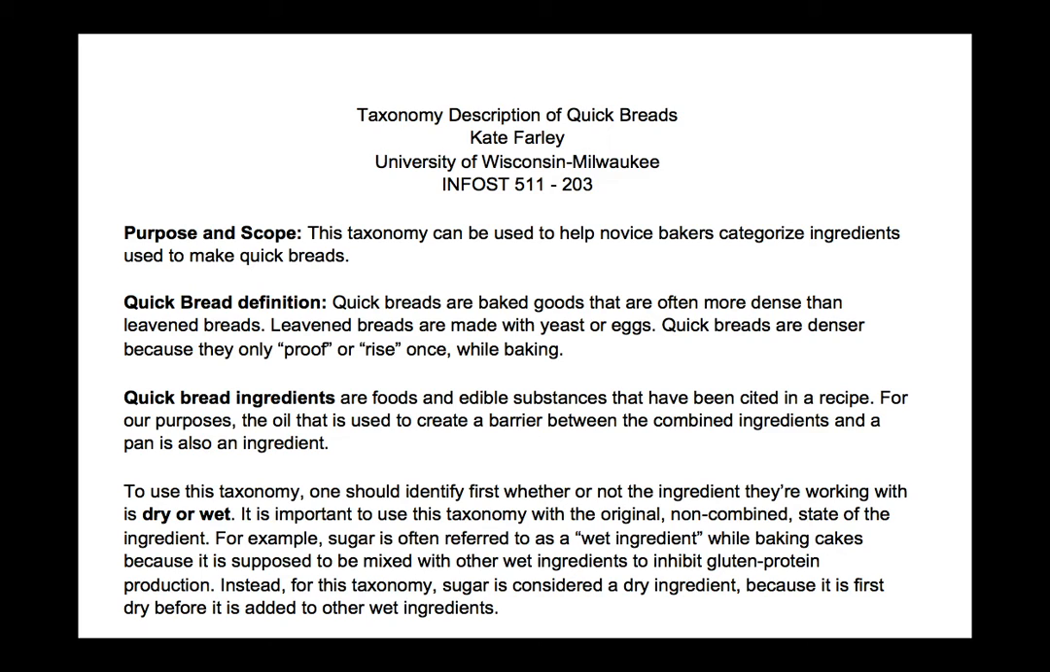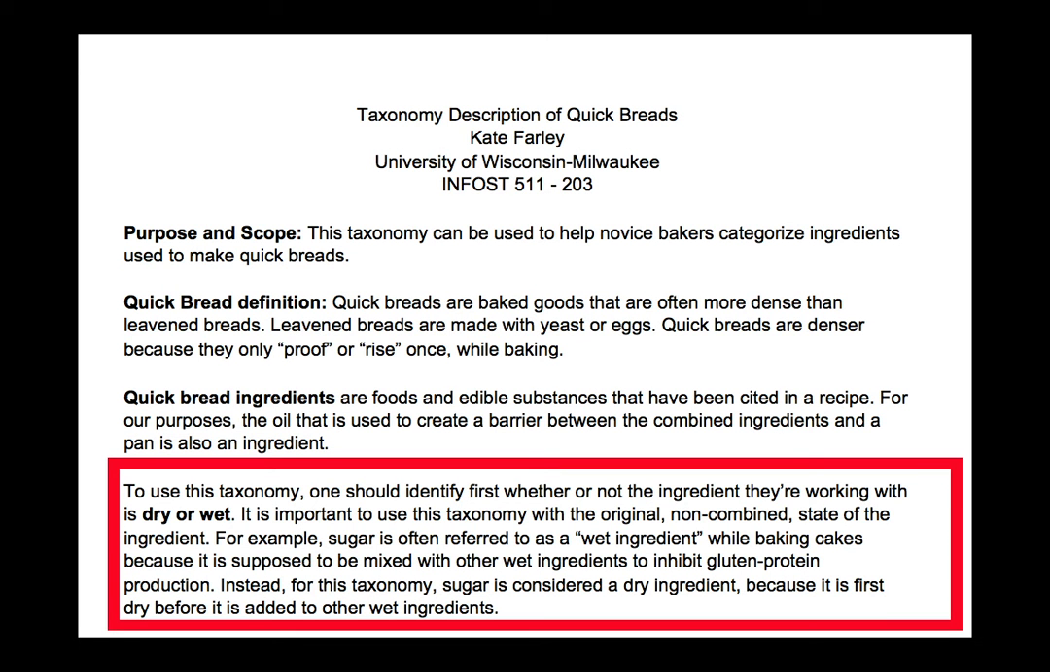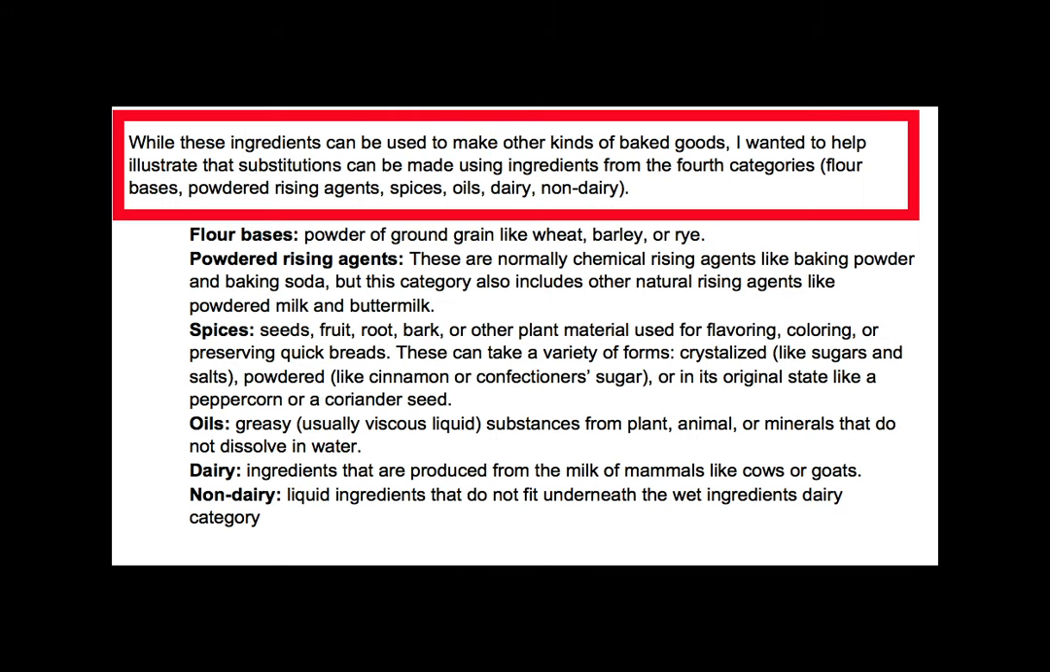To use this taxonomy, you have to first identify whether or not the ingredient is dry or wet. So that's my next category down. It's important to use this taxonomy with the original non-combined state of the ingredient. For example, sugar is often referred to as a wet ingredient while baking cakes because it's supposed to be mixed with other wet ingredients to inhibit gluten from forming. For this taxonomy, sugar is considered a dry ingredient because it's first dry before it's added to other wet ingredients. Again, this leads back to the purpose of this taxonomy.